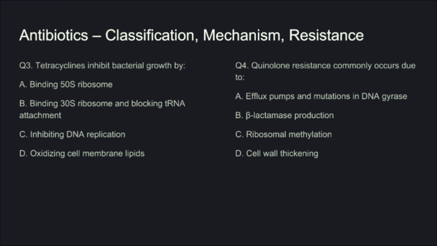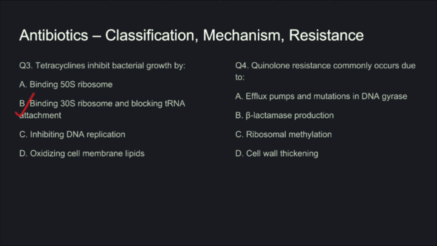Tetracycline inhibits bacterial growth by: A. Binding 50S ribosomes, B. Binding 30S ribosomes and blocking tRNA attachment, C. Inhibiting DNA replication, D. Oxidizing cell membrane lipid. Correct answer, easy question: option B, by binding 30S ribosomes and blocking tRNA.